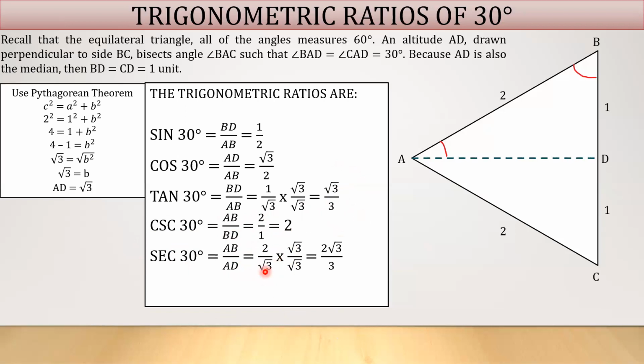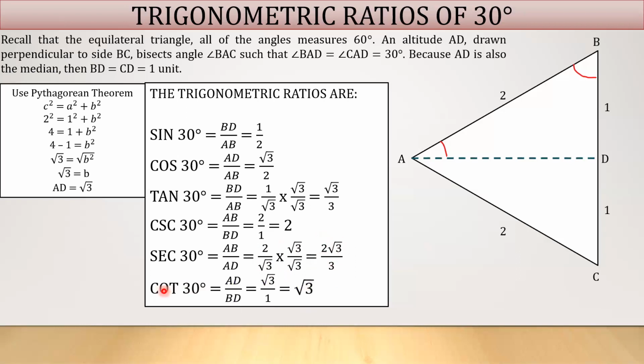So let's cancel the radical sign in the denominator, magra-rationalize tayo. Let's multiply square root of 3 to the numerator and denominator. So 2 times the square root of 3 is 2 square root of 3. And square root of 3 times the square root of 3 is 3. That's why for secant 30, we have 2 square root of 3 over 3.